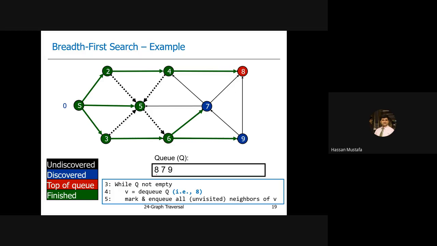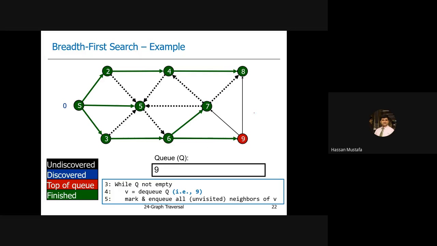So 8 is the node that is not connected to any other node. So I just process it. Then 7 is at the front. 7 is connected to the nodes that are already visited: 5, 4, and 8. So 7 would not insert anything into the queue.